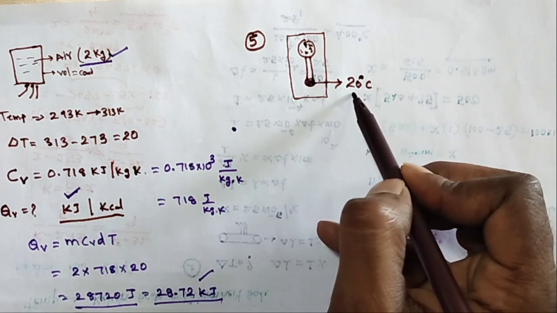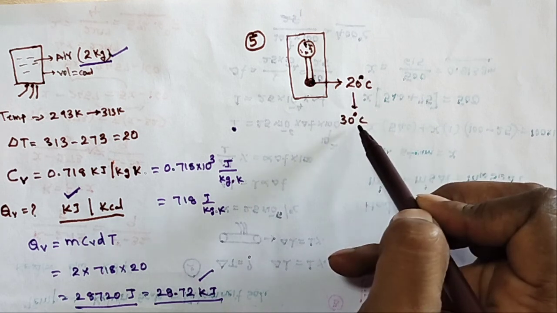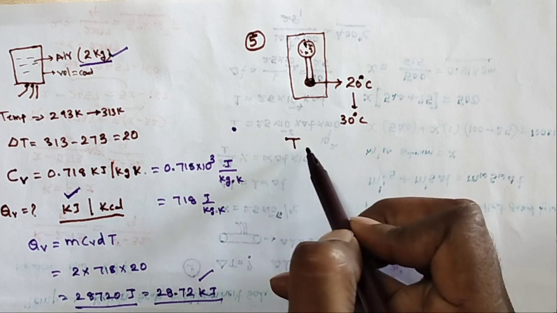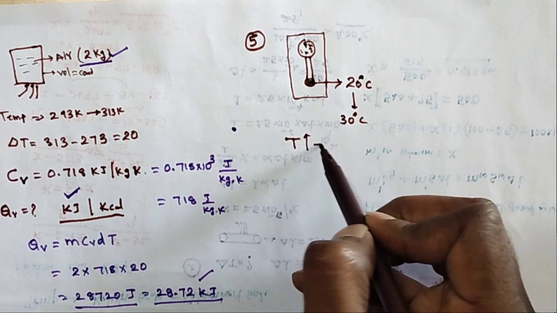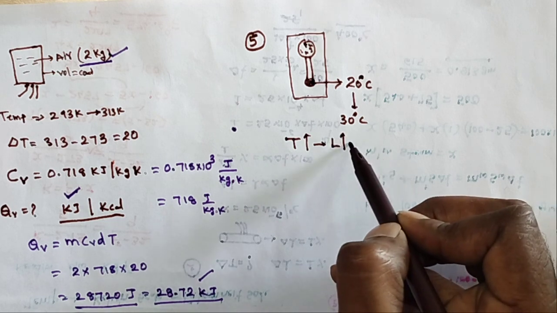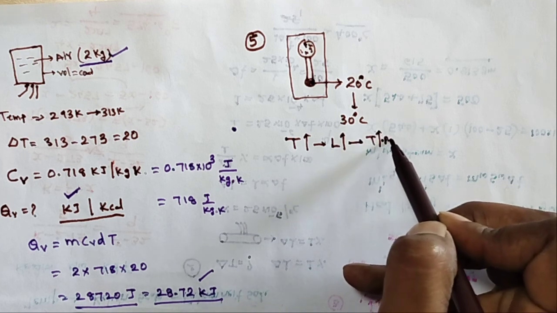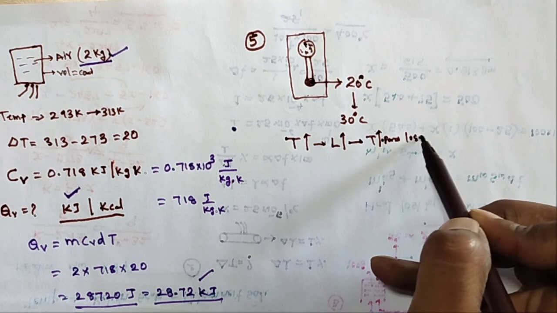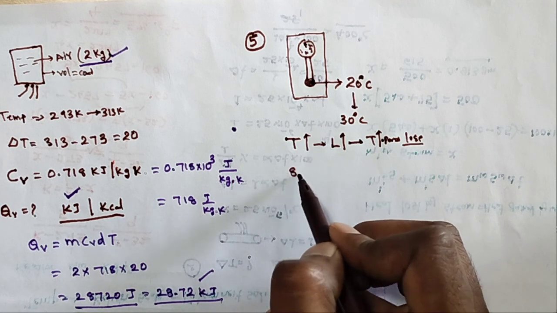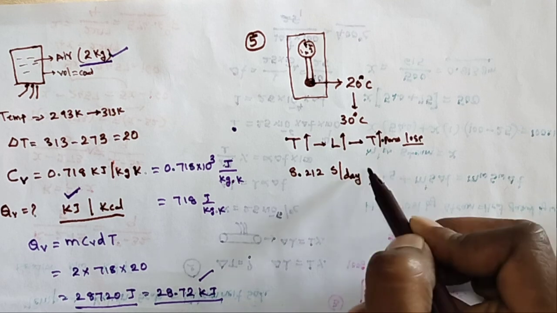So when the temperature increases from 20 to 30 degrees, what happens? We know that according to linear expansion, when temperature increases, the length of the simple pendulum increases. So the length increases, and the time period also increases. This is the time period. Therefore it loses time. How much does it lose? 8.212 seconds per day. This is important. How much time is lost?